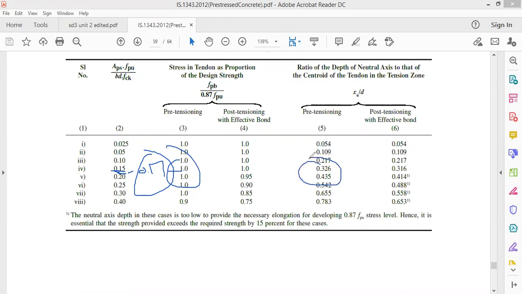But here there will be changes. So I need to obtain the value by interpolation with respect to this 0.17. So I will interpolate between these two, that is 0.15 and 0.2, and I will obtain the value of XU by D for the value of 0.17. So once I obtain the value of XU by D, I will obtain the value of XU. So XU is equal to this particular value into D, effective depth.